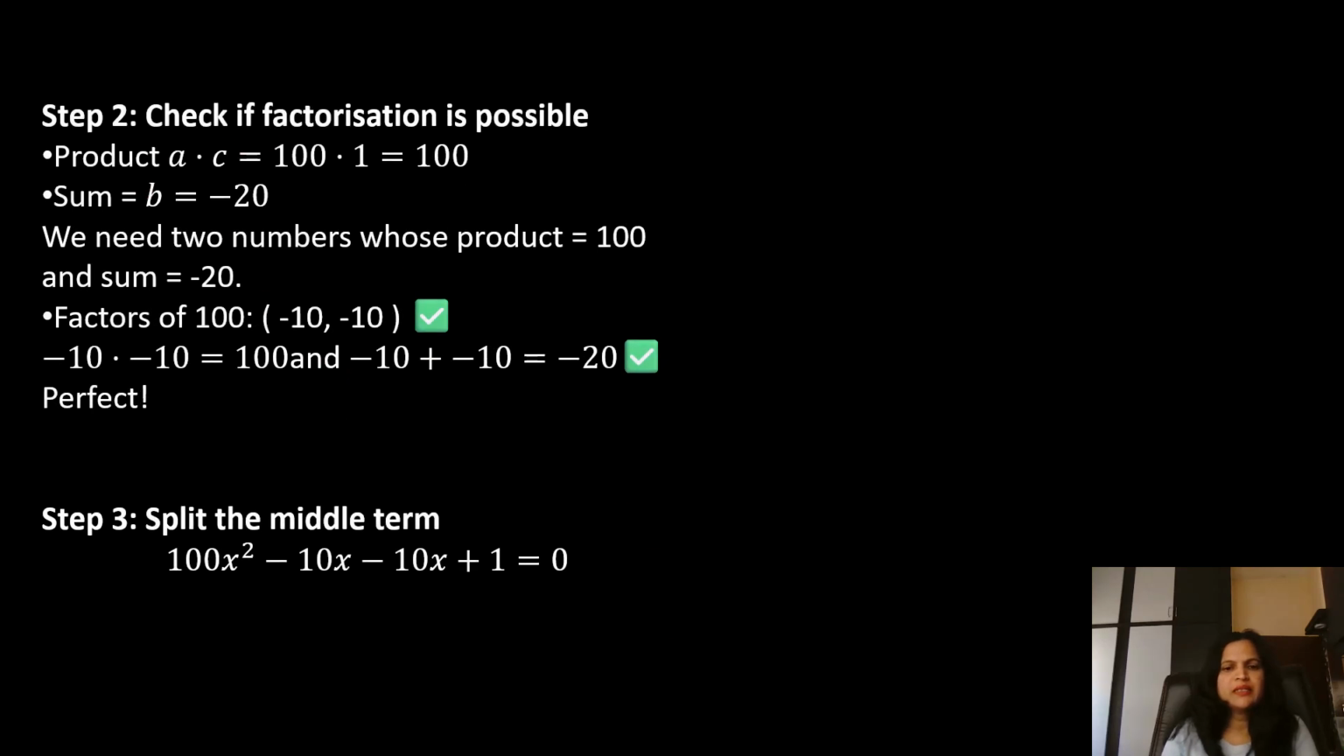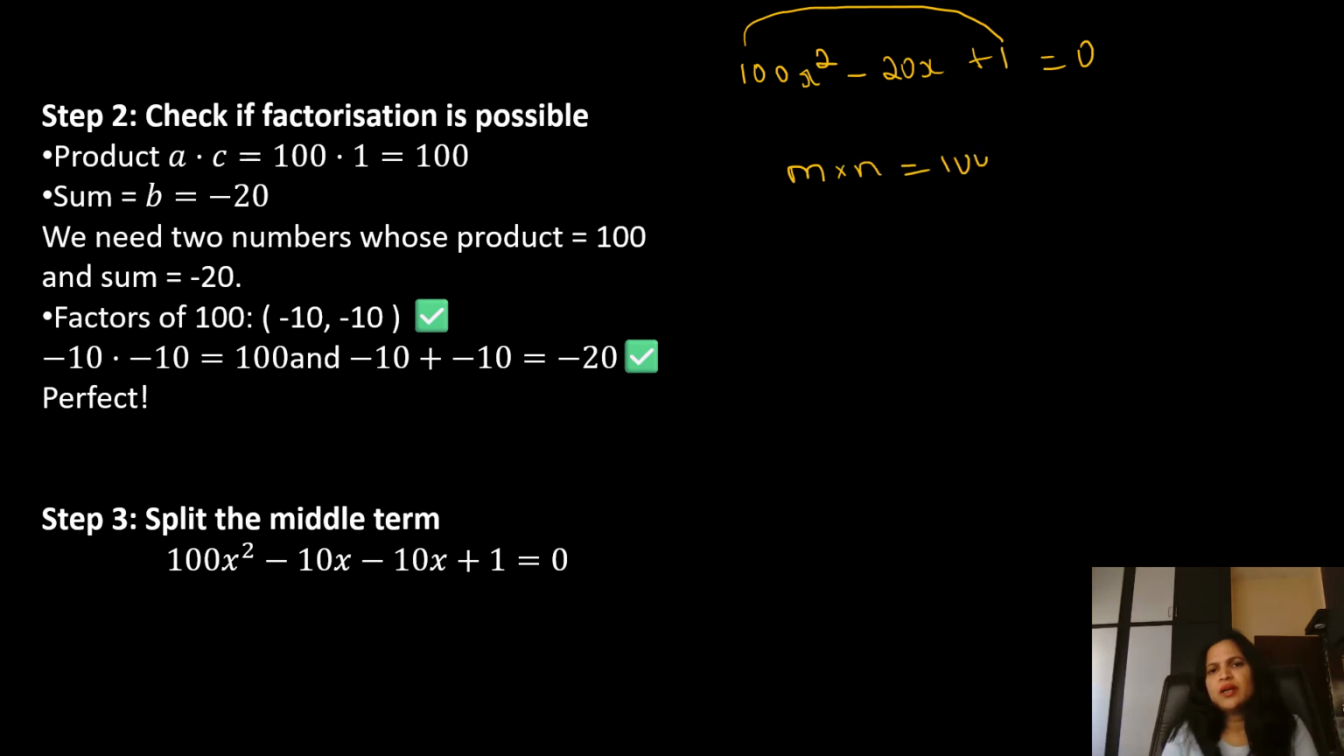The product is AC. Just I'll write the equation here: 100x square minus 20x plus 1 is your equation. AC means these two. Just remember, multiply these two. M into N equal to 100. 100 into 1 is 100, that is A into C. Then M plus N should be minus 20.